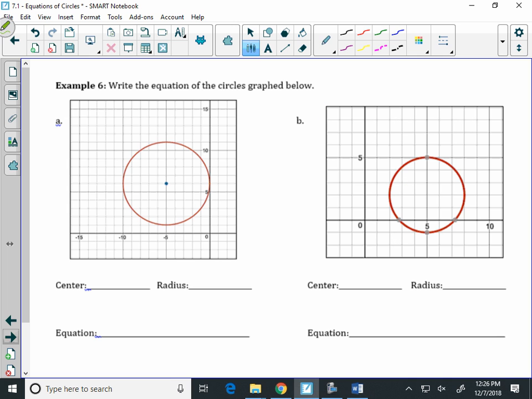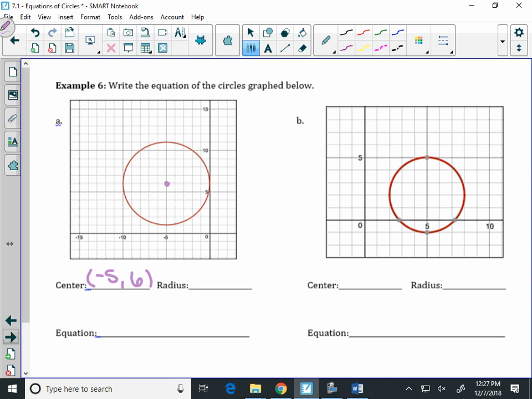If we take a look at example 6, we're going to write equations of the circle's graph below. So we're going backwards. And again, to write the equation of a circle, you have to know the center and you have to know the radius. They were very nice on this first one. There's this little dot right in the middle. That's representing your center. So what are the coordinates of that center? Negative 5, 6. There's your center.